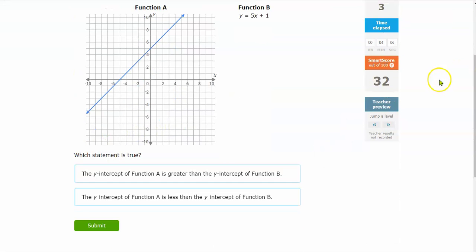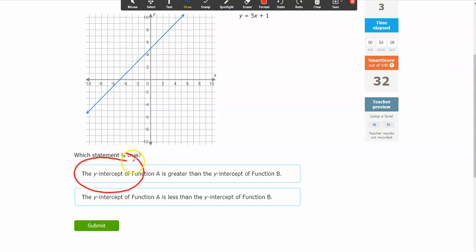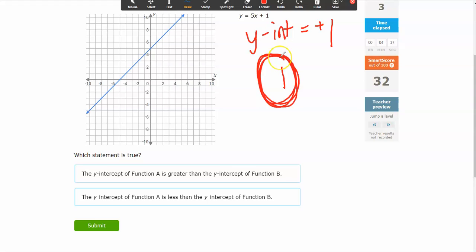All right, this question is different. This question is about the y-intercept. So let's do the equation first, because that one's a little bit easier. The equation has 2 numbers in it, but the coefficient of x is the slope, and the constant is the y-intercept. So the y-intercept of the equation is positive 1. So the y-intercept of function b is positive 1.